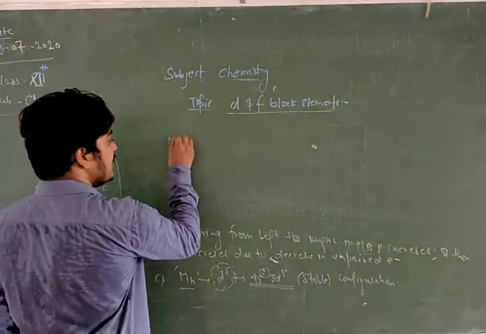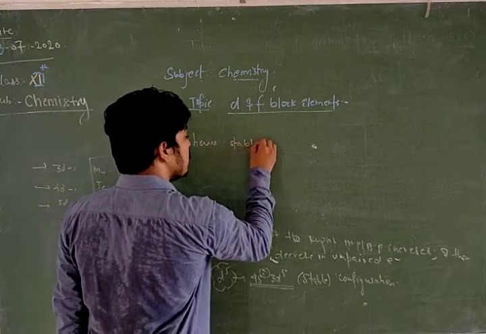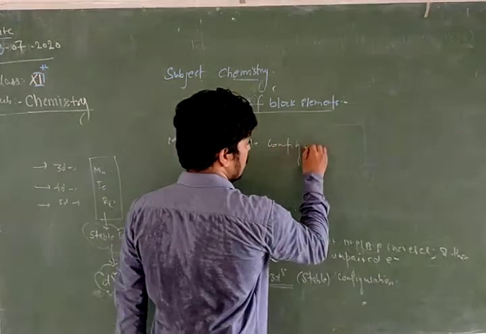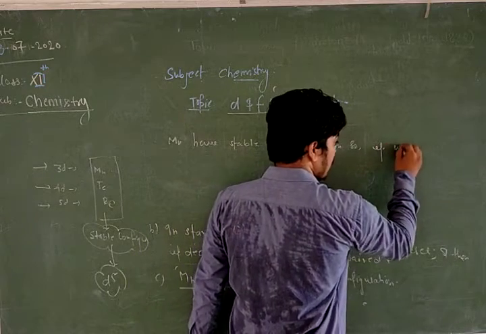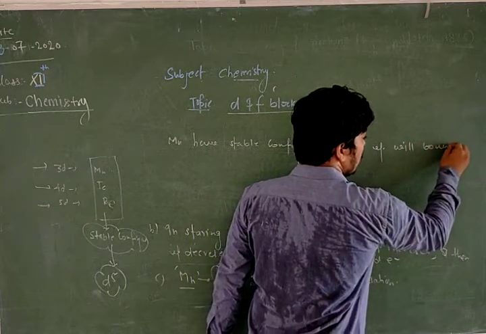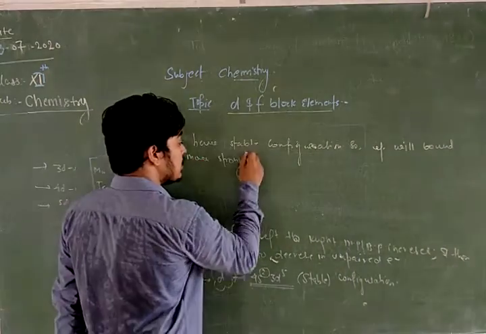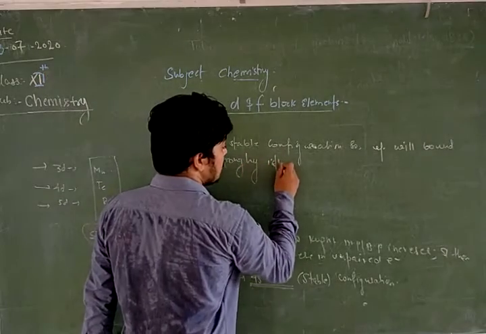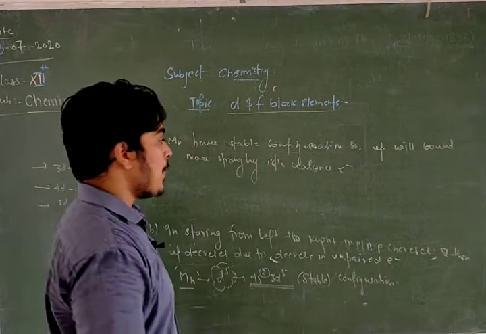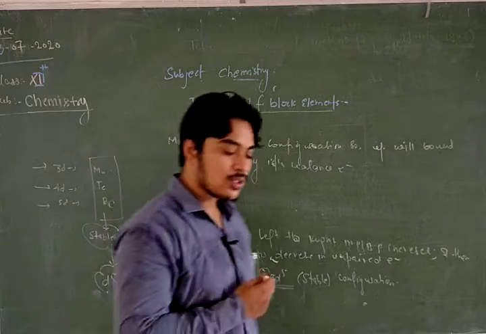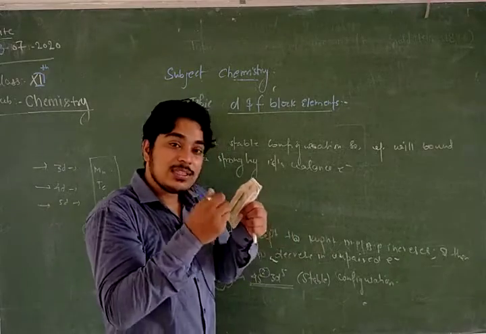Means manganese has a stable configuration. So what happens? It will bind more strongly its valence electron. Means the nucleus of manganese will bind more strongly the valence electron. It is a stable one.